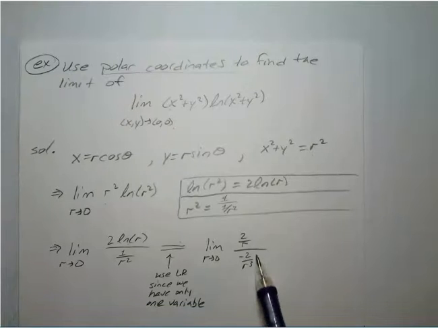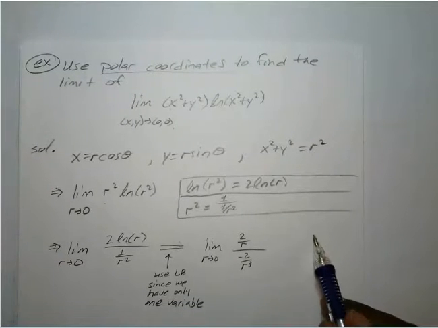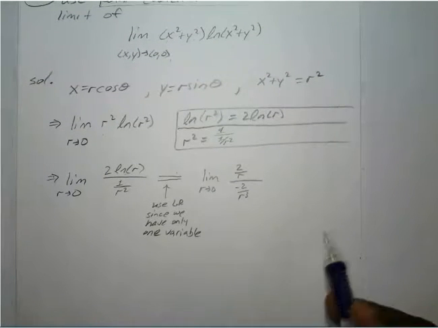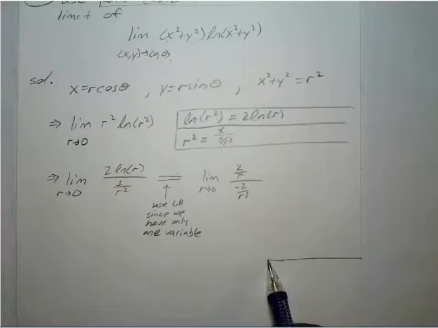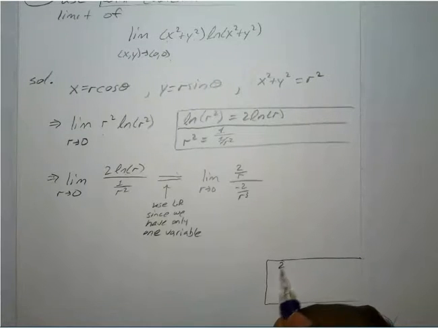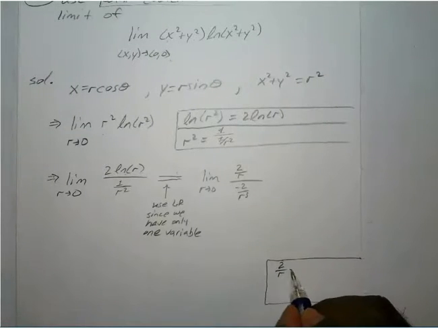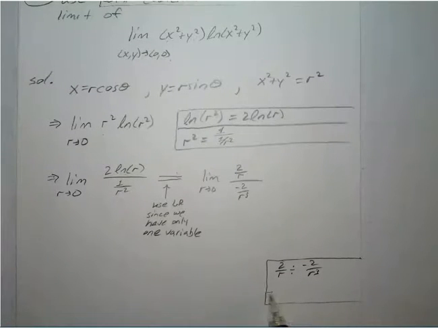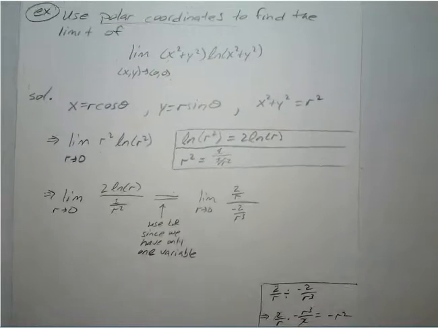Okay, so actually, if you divide these two, let me write this out. I'll write this down at the bottom, kind of out of the way. Two over r divided by negative 2 over r to the third. You rewrite that, you have 2 over r times negative r to the third over 2. So those cancel out, and that really leaves you with negative r squared.